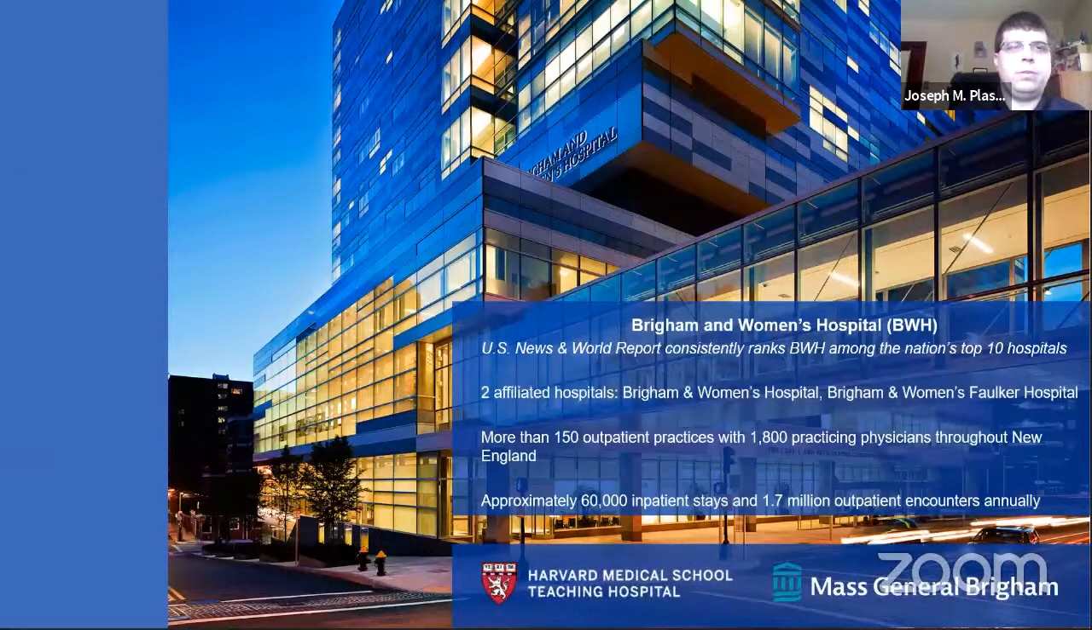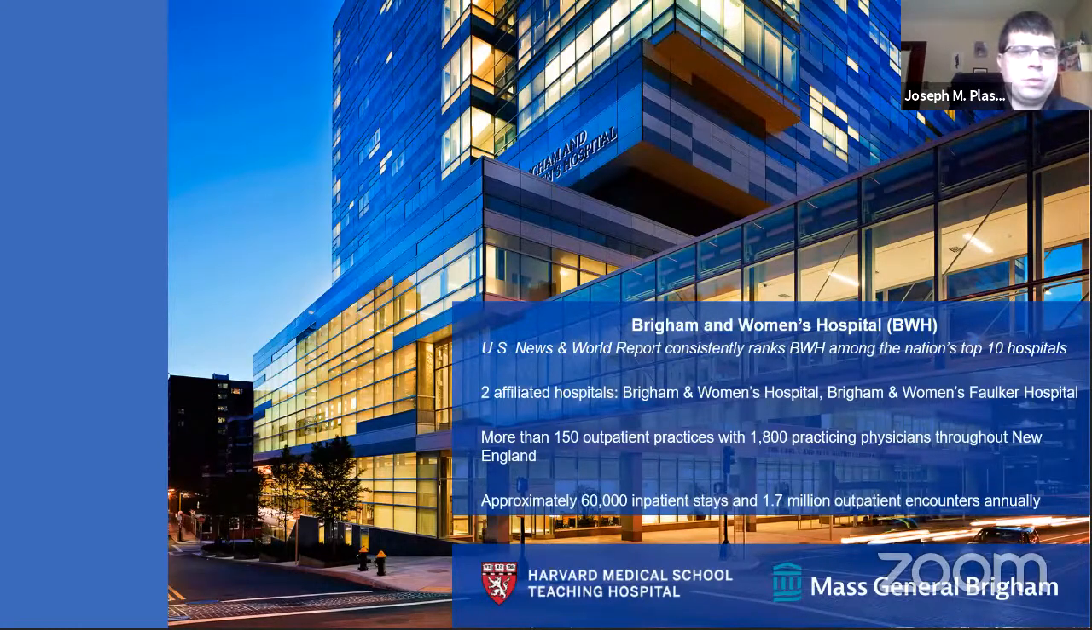Our setting for this study is at Brigham and Women's Hospital, Brigham and Women's Faulkner Hospital, the Brigham and Women's Physicians Organization, and many related facilities and programs. Brigham and Women's is a global leader in creating a healthier world. With more than 1,000 inpatient beds, approximately 60,000 inpatient stays, and 1.7 million outpatient encounters annually, Brigham's 1,200 physicians provide expert care in virtually every medical and surgical specialty to patients locally, regionally, and around the world.